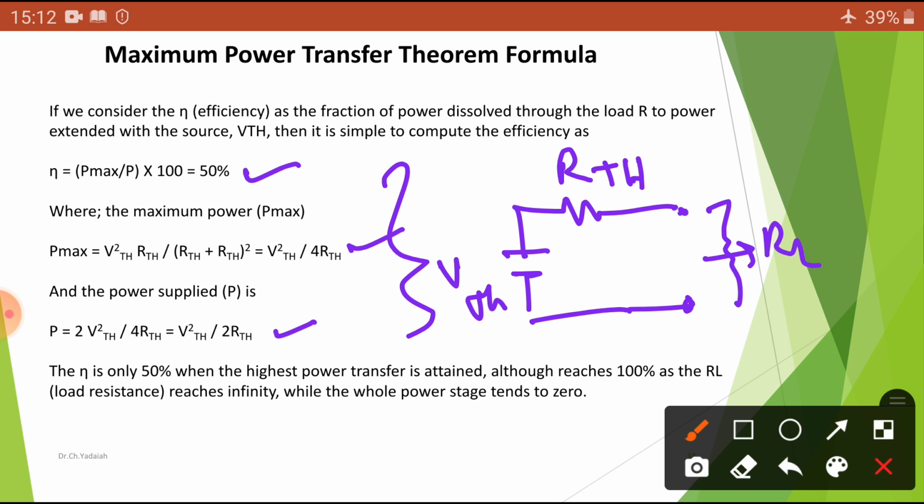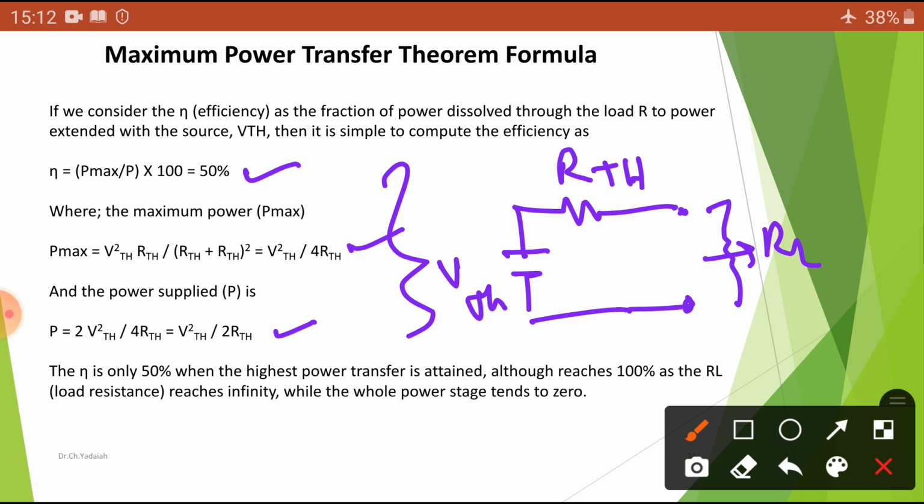The condition is that when the internal resistance is equal to the load resistance, the maximum power is transmitted from the source to the load. At that condition, we get 50% efficiency, and from the voltage point of view, only half of the open circuit voltage.